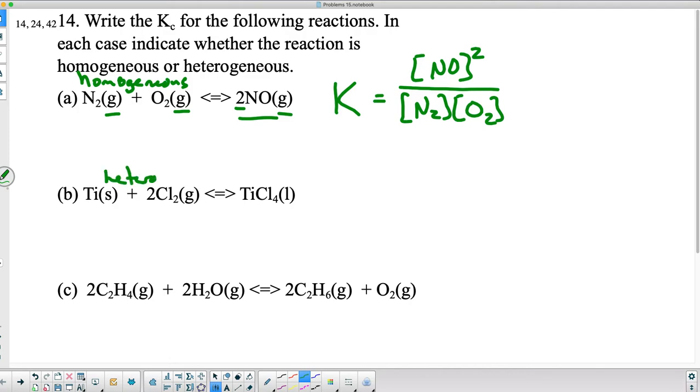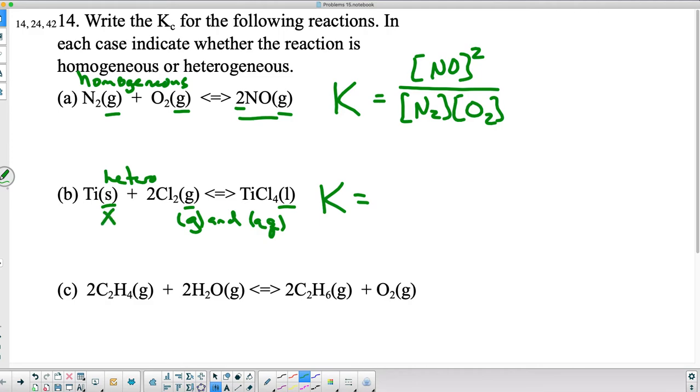The next one, of course, is heterogeneous, because we have a solid, a gas, and a liquid. So this is very mixed up, very heterogeneous. For K, it looks like we only have one thing that's actually going to matter. We're only writing down gases and aqueous species. Those are the only things that we're writing down.